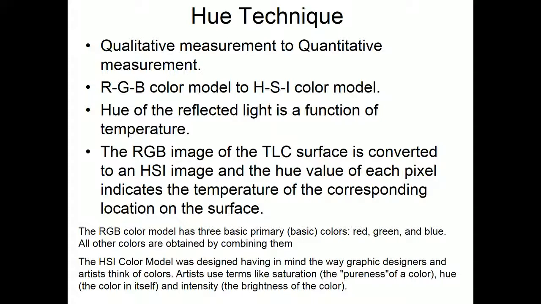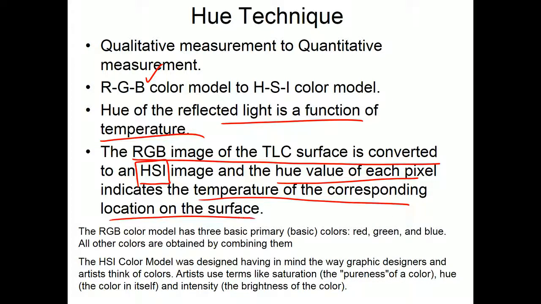So, to go from qualitative measurement to quantitative measurement, you want to go from an RGB type of model, where RGB is the red, green and blue channels that any camera will have, to an HSI kind of model. In the HSI color model, the hue of the reflected light is a function of the temperature. The RGB image is first converted to an HSI image, and the hue value of each pixel indicates the temperature of the corresponding location.